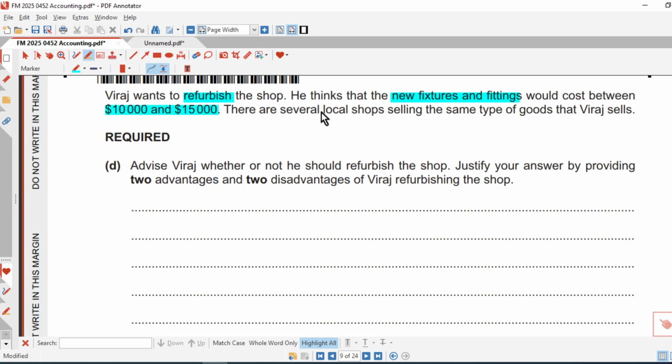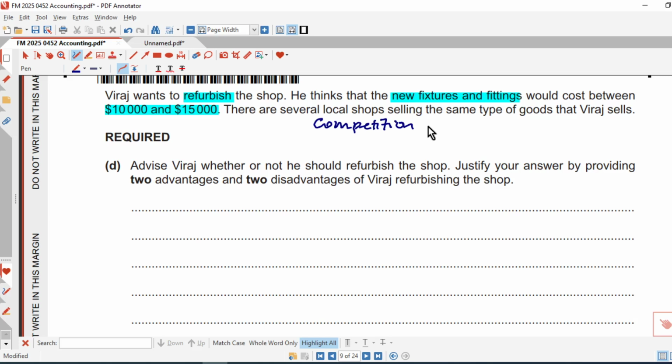There are several local shops selling the same type of goods that Viraj sells. So this sentence here is in fact emphasizing competition, right? There are other shops in the area that sell the same product as you. So these are your competitors.